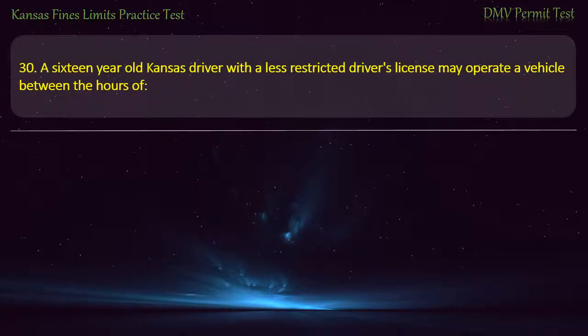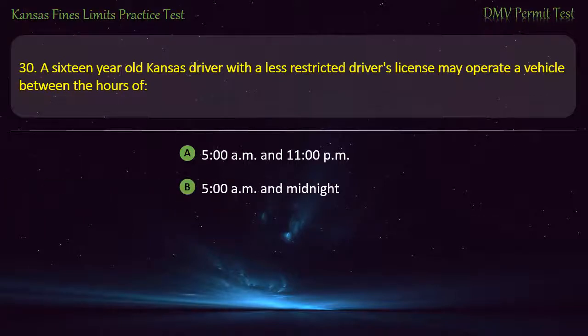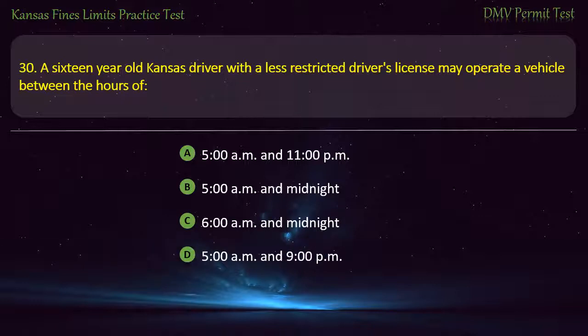Question 30. A 16-year-old Kansas driver with a less restricted driver's license may operate a vehicle between the hours of 5 a.m. and 11 p.m. 5 a.m. and midnight. 6 a.m. and midnight. 5 a.m. and 9 p.m. Answer. 5 a.m. and 9 p.m.